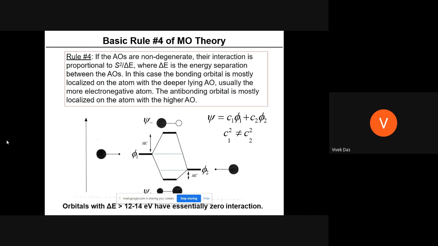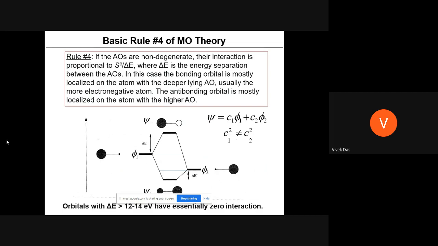And the basic rule 4 of MO theory: if the atomic orbitals are non-degenerate... Before that, we were discussing degenerate orbitals. They are homonuclear, so the same atomic orbitals. Now it's getting into a more generalized form, as in the case of carbon monoxide, where the atomic orbitals are not the same. One is carbon, one is oxygen, which is more electronegative.